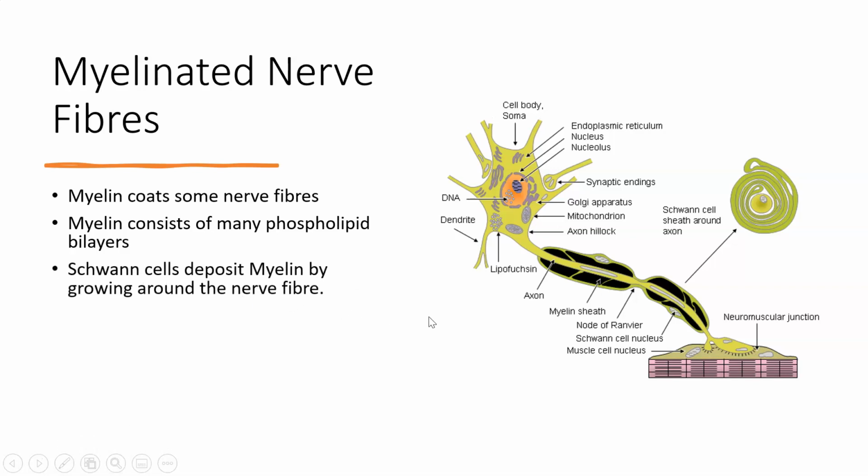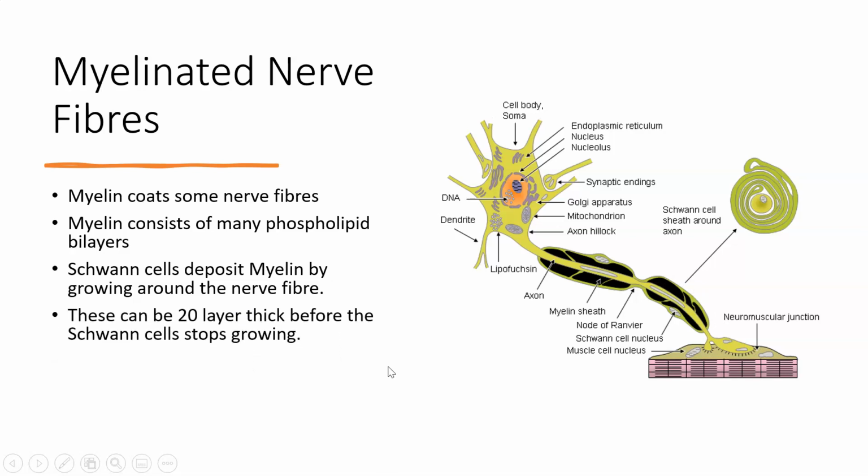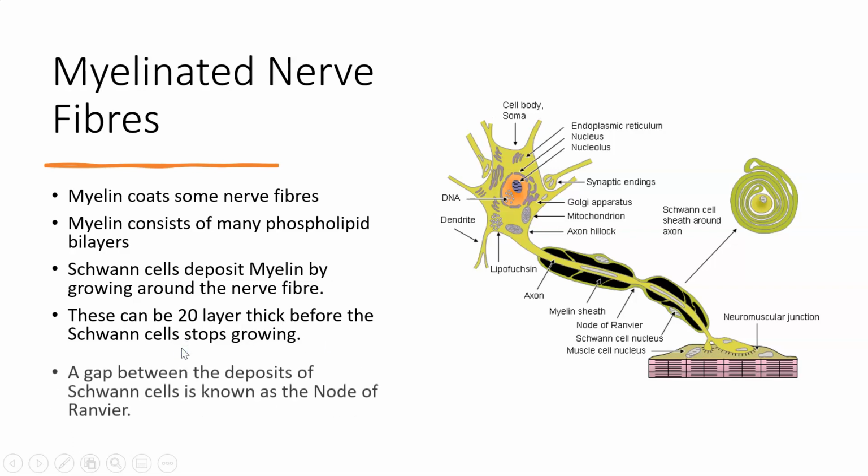We have these Schwann cells, and they deposit that myelin by growing around the nerve cell. So a bit like this, you've got your nerve fiber in the middle, and then the Schwann cell sheaths around and grows the myelin. Here you've got your Schwann cell, and it produces the myelin to grow around the nerve fiber. These can be about 20 layers thick of our phospholipid bilayer before the Schwann cell stops growing.